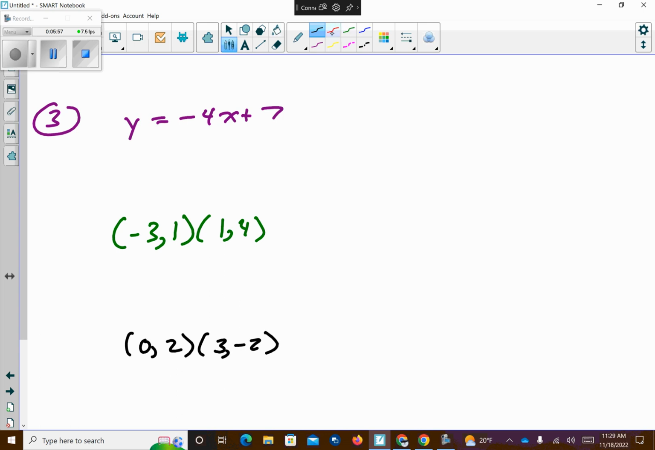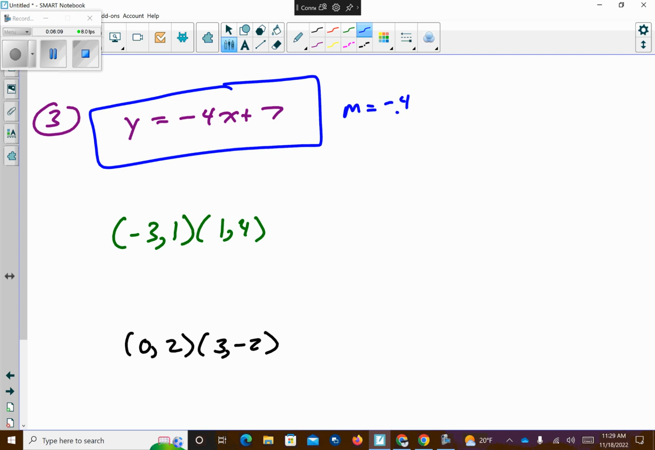Okay? Do I know what the slope is to this? What is it? Yeah, so the slope of this is negative 4 over 1. Okay, it's whatever's attached to the x. Okay? What should I do with the green? Well, do our slope equation.